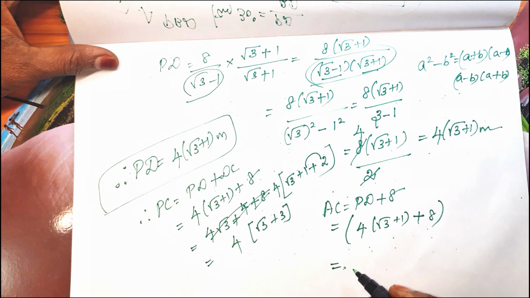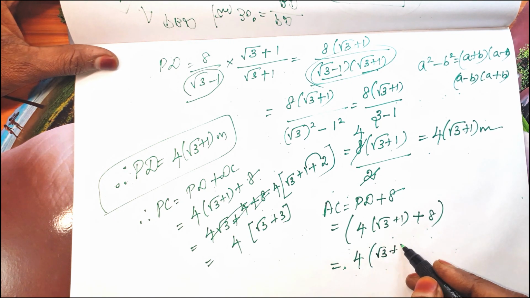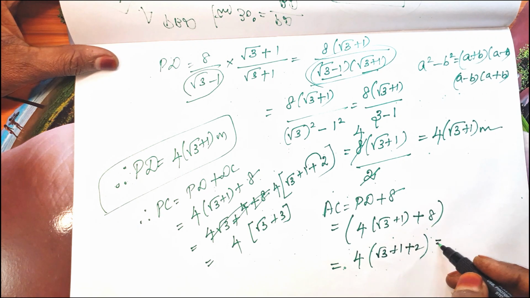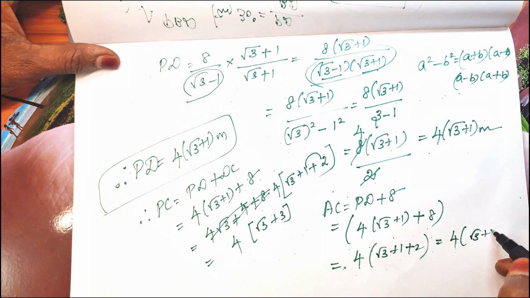Which is equal to, 4 is common. So it is root 3 plus 1 plus 2, which is 4 into root 3 plus 3.